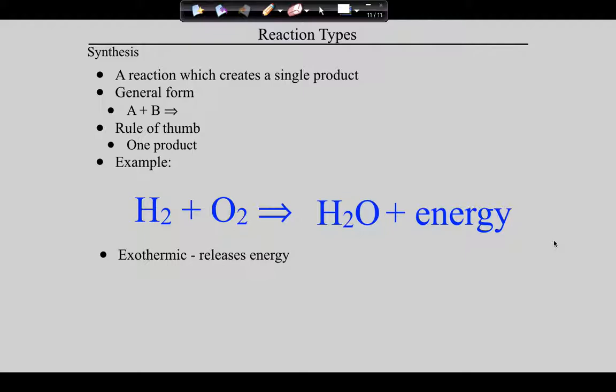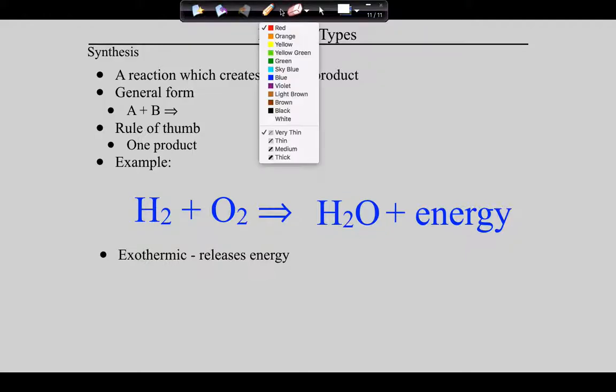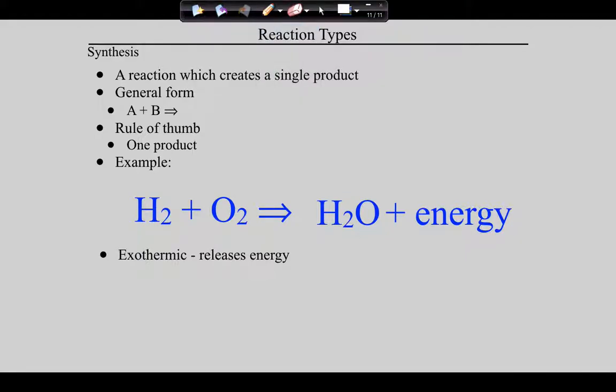So, guys, we got to balance this thing, right? It ain't balanced. So what do we need to do? 2 hydrogens, 2 hydrogens, 2 hydrogens, 2 oxygens, 1 oxygen. Is it that easy? That's it. Okay.